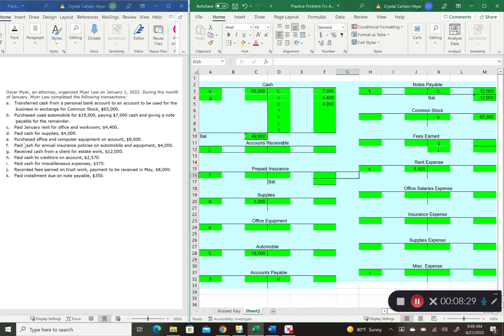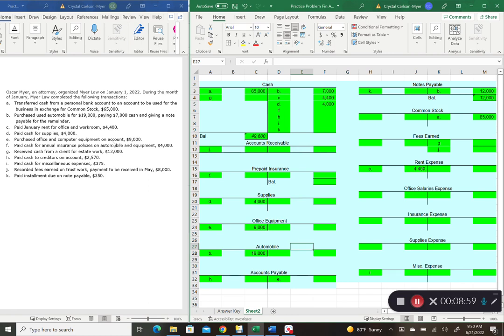All right, in part E, we purchased office and computer equipment on account for $9,000. So office and computer equipment is an asset. So to increase an asset, which you did because you purchased the asset, you're going to debit it. So I'm going to go ahead and throw that in my office equipment for $9,000. So this is a little bit different. We purchased equipment on account, which means we did not pay cash for it. We took out a type of a loan, essentially. So it's a short-term loan.